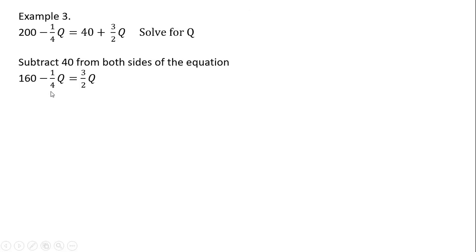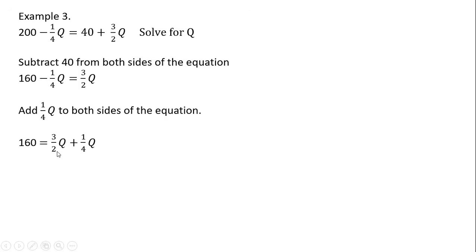Now we got this minus 1/4 q. Let's get this to the right-hand side. So in order to do that, we're going to add 1/4 q to both sides. So on the left-hand side, minus 1/4 q plus 1/4 q is just 0. Leaving us with this on the right-hand side.